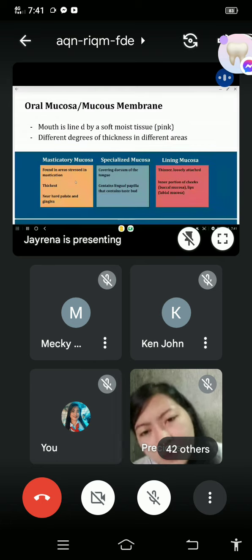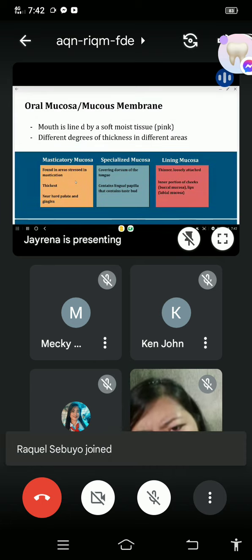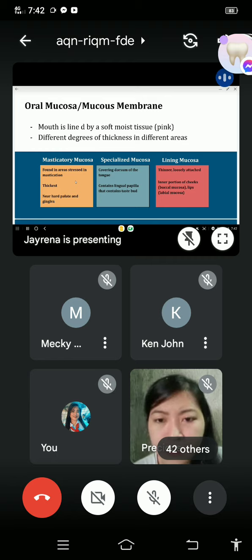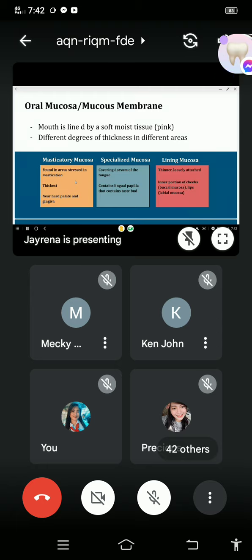And the areas naman na hindi kinocoveran ng masticatory mucosa and ng specialized mucosa, ang nagko-cover naman sa kanila is the lining mucosa. And these are the portions that are found in the cheeks. We call the cheeks as the buccal mucosa, and the portion that covers the lips is the labial mucosa.